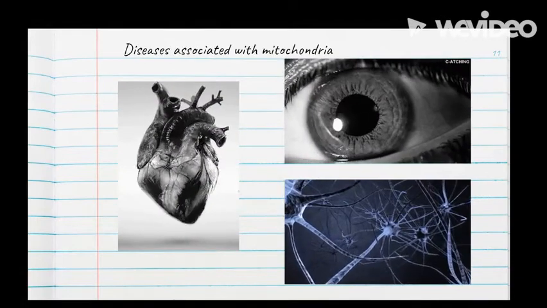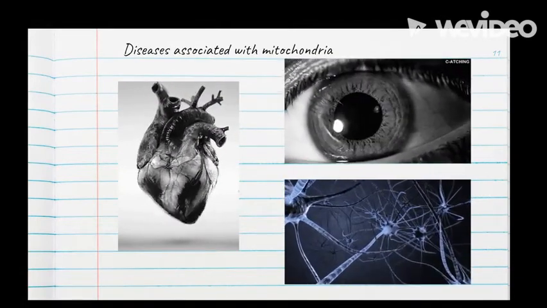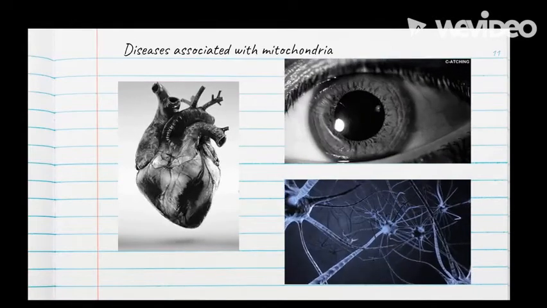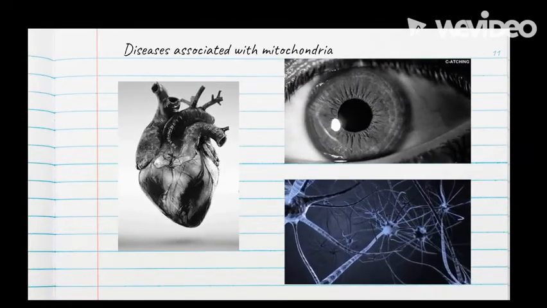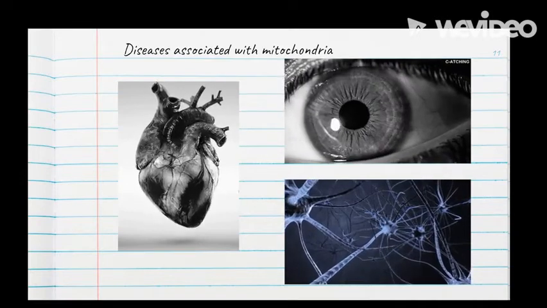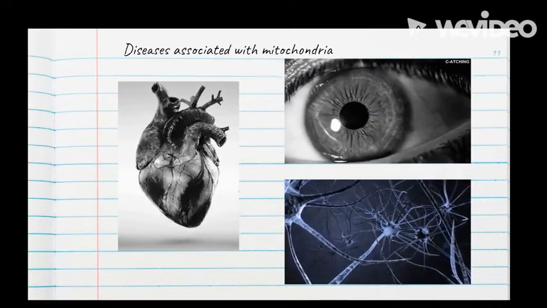ATP is essential for all types of cells, but it is even more important for the cells that form tissues that perform demanding activities. Some common diseases related to ATP malfunctions are cardiomyopathy and degenerative eye diseases.